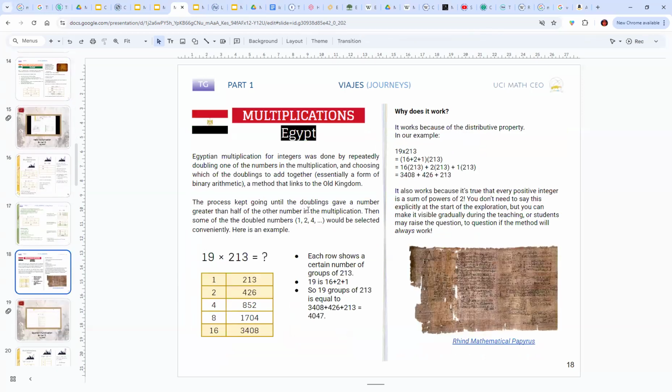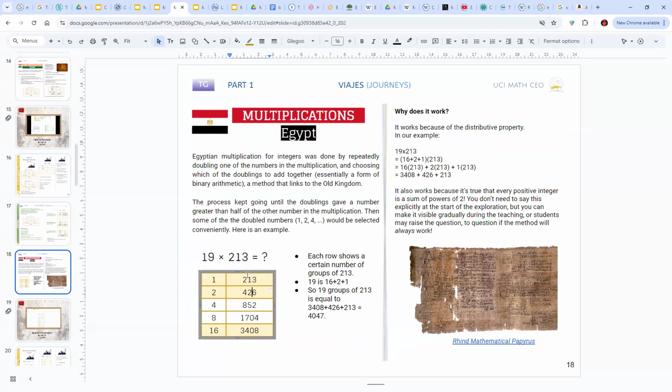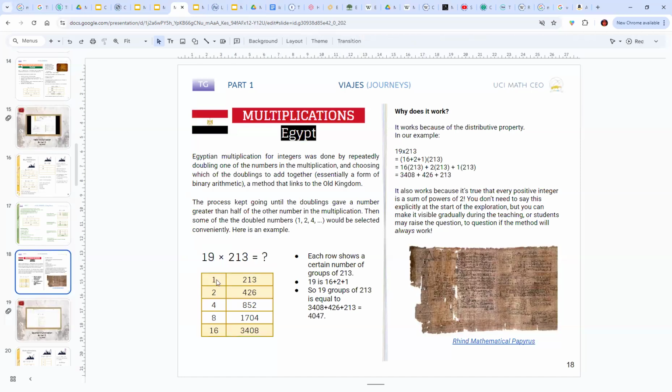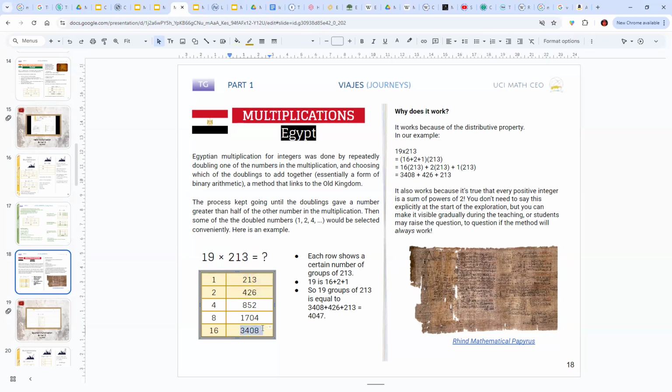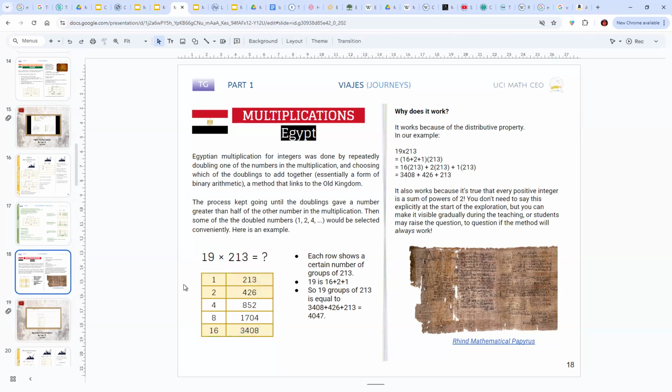In Egypt, we're doing multiplication, and what they did was pretty cool. They say 19 times 213. They started duplicating one of these numbers until they had enough duplicates, and then they built the 19 as sums of this column of powers. So here in shade, in yellow, 1 to 16, that's 19. So if you add these three numbers, you'll get the answer. And students should reason why that's the case.